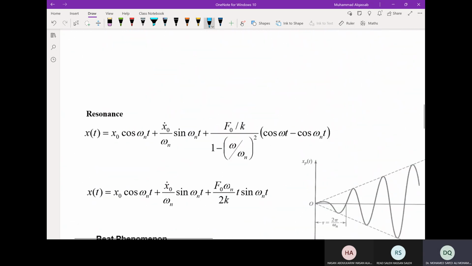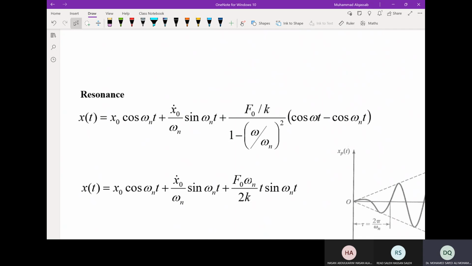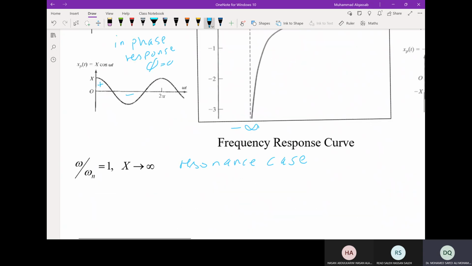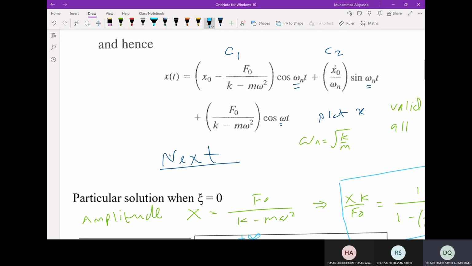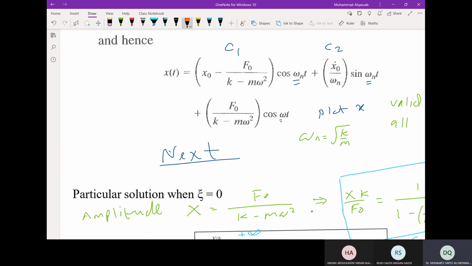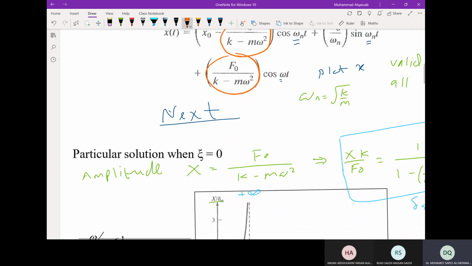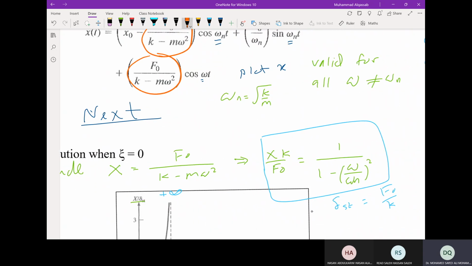Okay, so the above equation is written here. This is the same, but I took this factor as a common factor: F naught over k, 1 minus omega over omega n squared, which is here. And F naught over k minus m omega squared, if you divide by k and multiply by k, you will get 1 over 1 minus omega over omega n squared, multiplied by F naught over k.